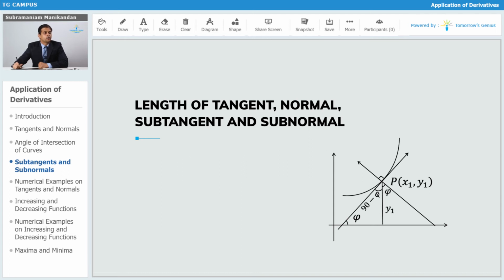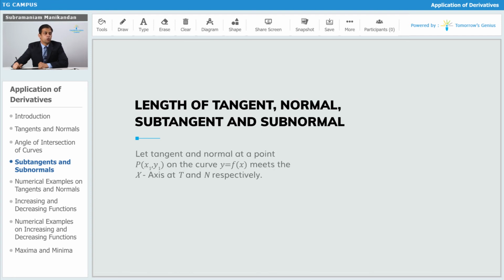Using the fact that triangle PTN is a right angled triangle, and using the simple trigonometric definitions used in the right angle, we will be able to find out the lengths of tangent, normal, subtangent and subnormal.